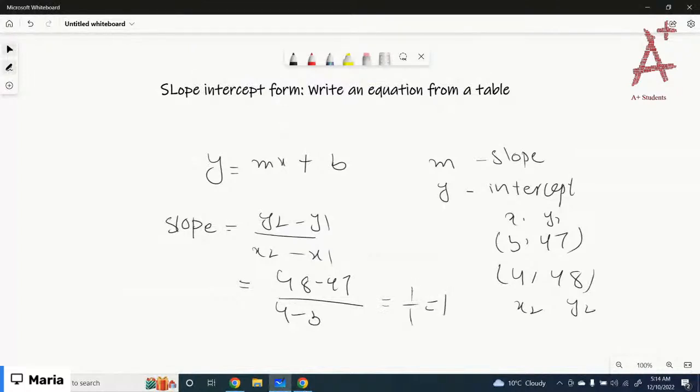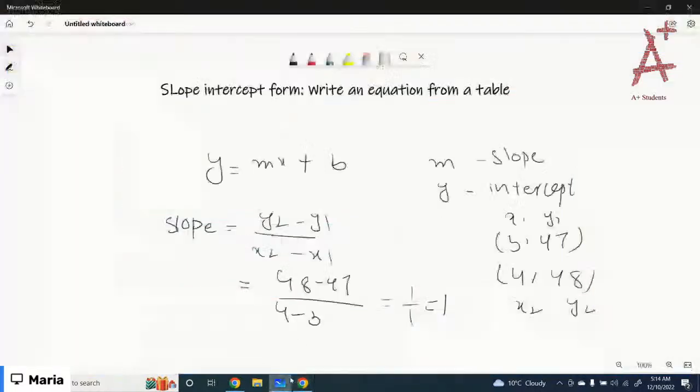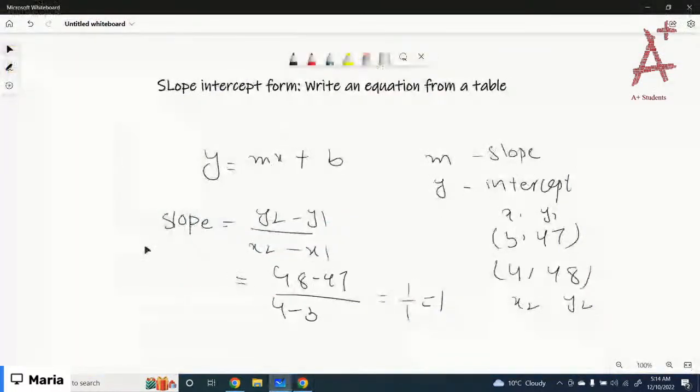But you are not given a y-intercept. Got it? In the graph, you have to find the y-intercept by yourself. Use any other point. I'm going to use (2, 46). Got it?